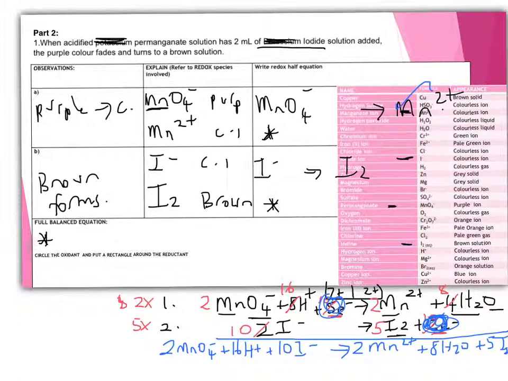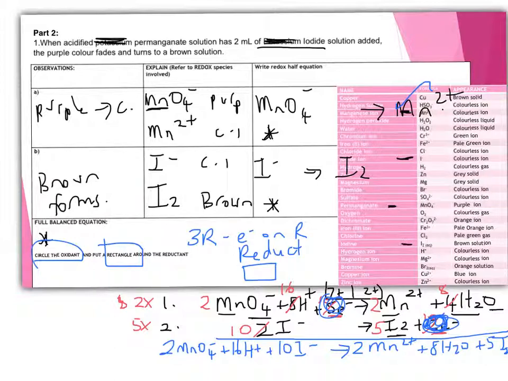Okay, then I'm going to circle the oxidant and put a rectangle around the reductant, and the rule here is the 3R rule. Electrons on right is the reductant, and that gets the rectangle. So this half equation, this second one, is the half equation with the electrons on the right. So it is the I minus that gets the rectangle. And here the electrons are on the left for the first reaction, so the permanganate is the one that gets the circle.